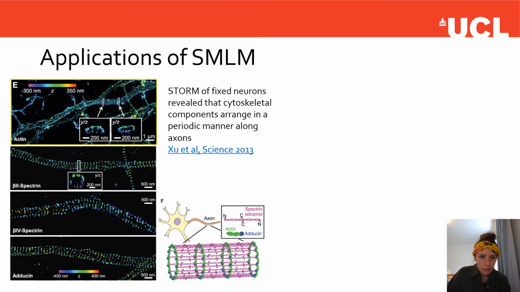Each of these actin rings is about 190 nanometers separated, so they couldn't be seen with conventional microscopy. And they think this serves a really important role in compartmentalization of things like sodium channels to specific regions of axons. So this is really cool. This is one of the most beautiful super resolution studies, in my opinion. It's a real structure discovery.